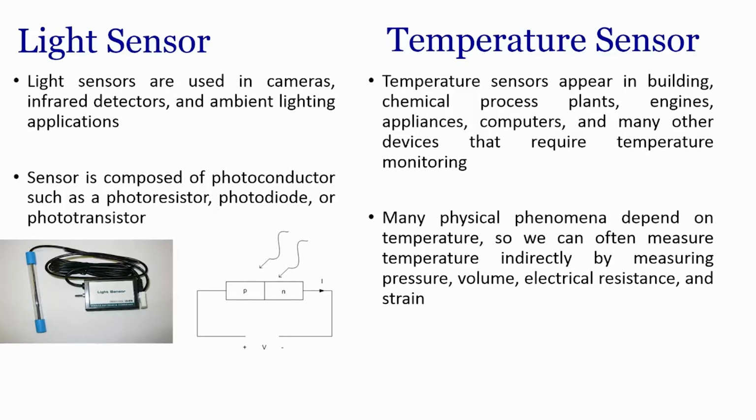So, we can often measure temperature indirectly by measuring pressure. We can measure temperature by indirectly measuring volume. We can measure temperature by indirectly measuring electrical resistance as well as strain.